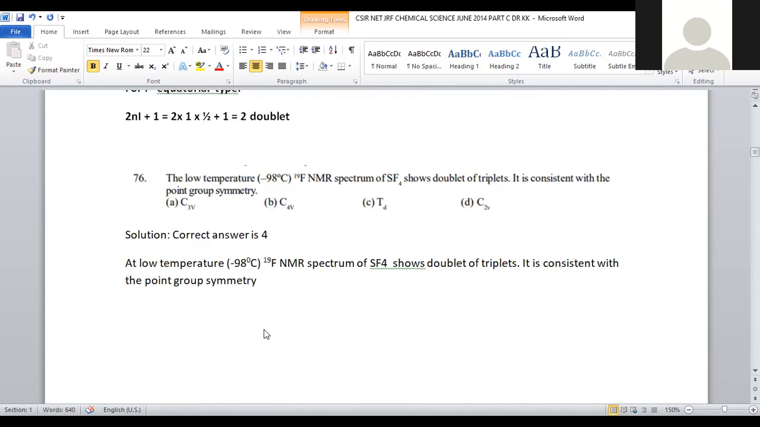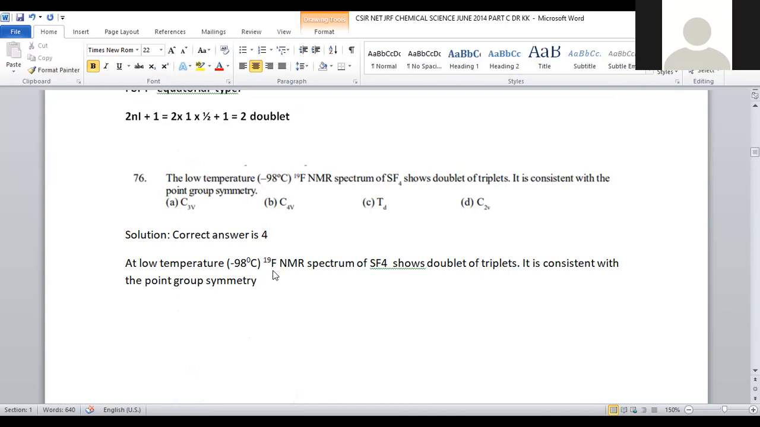Let us move on to question number 76. At low temperature, -98 degrees centigrade, the F19 NMR spectrum of sulfur tetrafluoride shows a doublet of triplets. It is consistent with which point group symmetry? The molecule is sulfur tetrafluoride, the possible signals are a doublet of triplets, and we need the consistent point group symmetry.